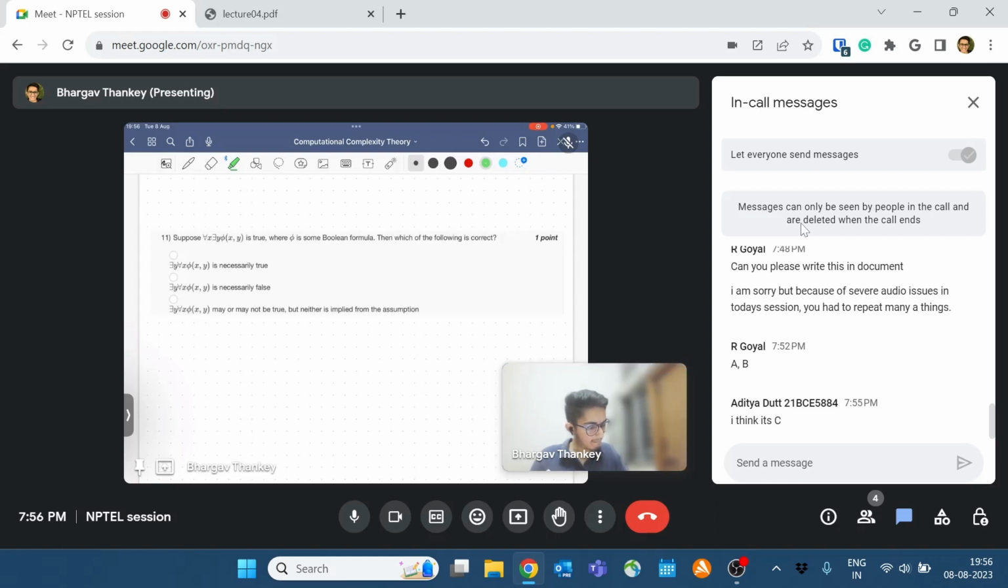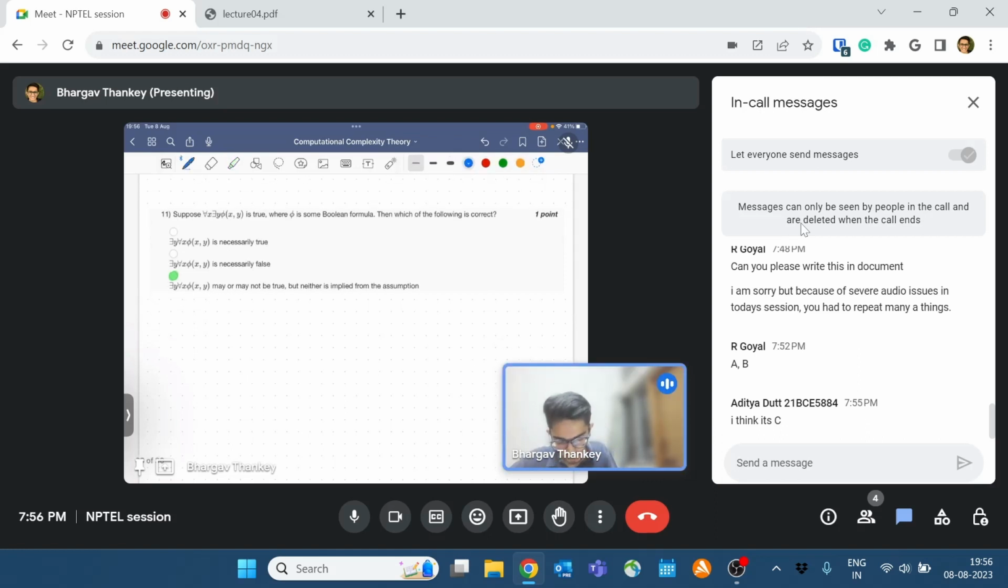I think C is correct. Okay, can you tell me why A is false? Because for each x, there might be a different y that makes the entire thing true.